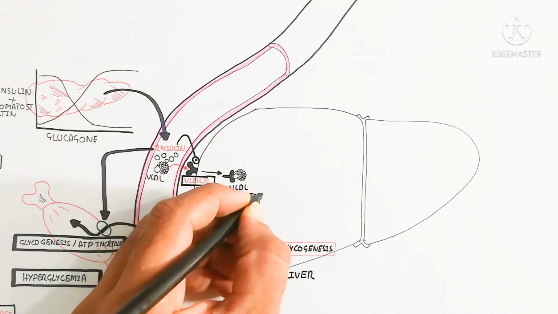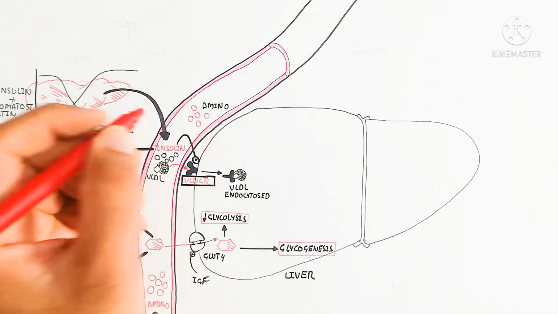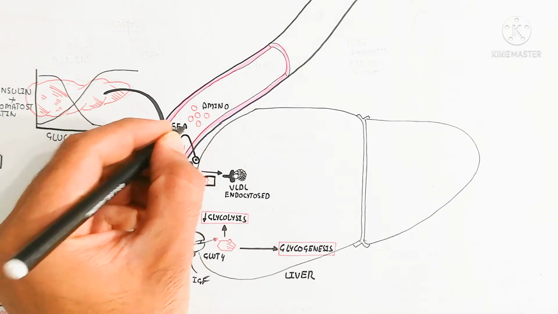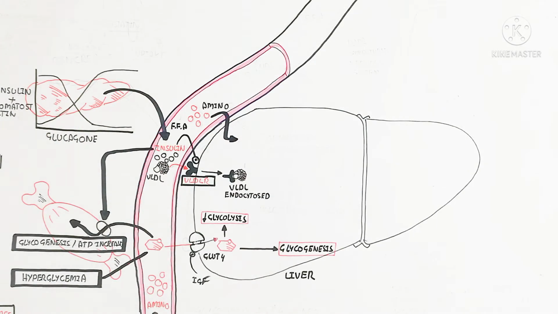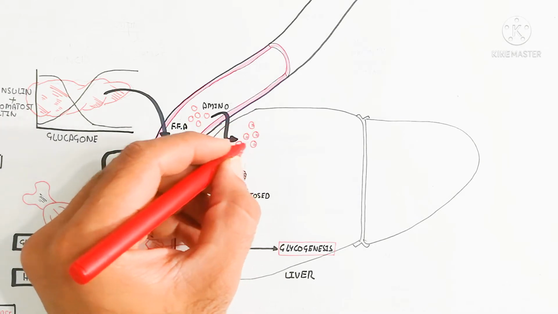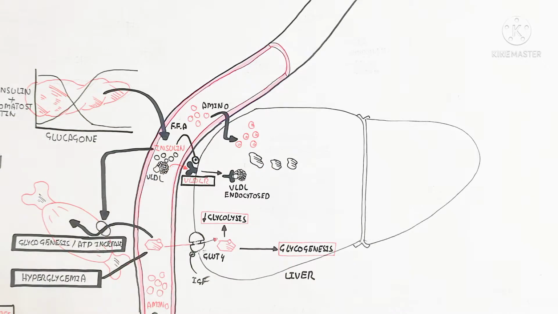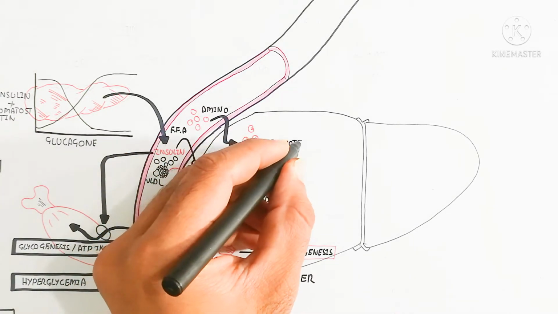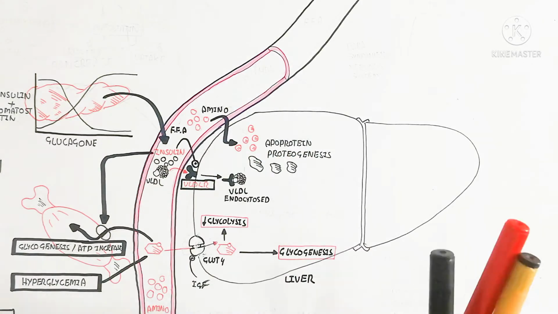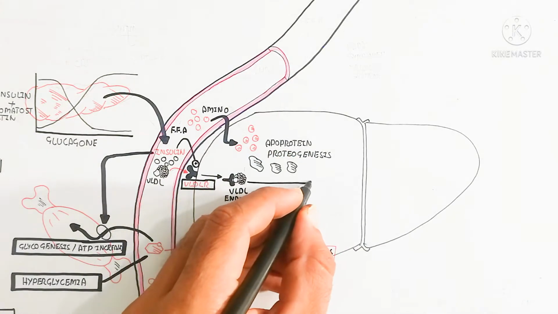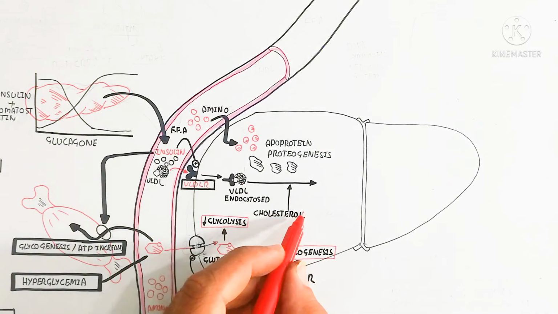So VLDL will be dissociated in the hepatocyte in the liver, and amino acids also move into the liver and are modified into the apoproteins, ApoA, ApoC, and ApoE. These will be packaged together to form a lipoprotein. This lipoprotein is very important and it is known as the high density lipoprotein, because the lipid content and the protein content are equal, so half and half.